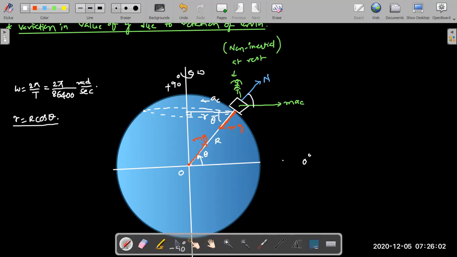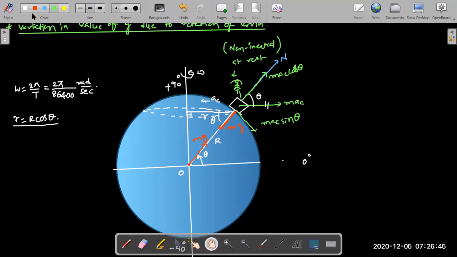If this angle is theta, this angle is going to be theta. So if you split this into components, this force will be m a_c cos theta, and the force in this direction will be m a_c sin theta. Now this m a_c sin theta may be balanced by the friction, but we are not interested in that. We are talking about the value of g only.